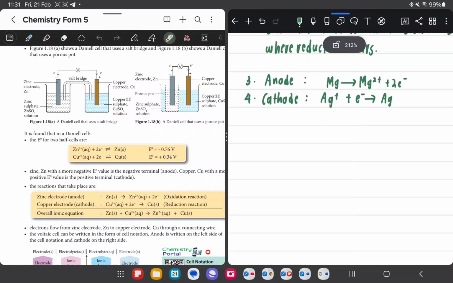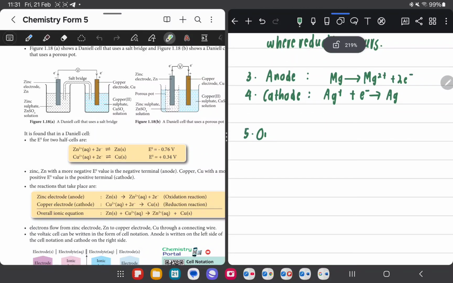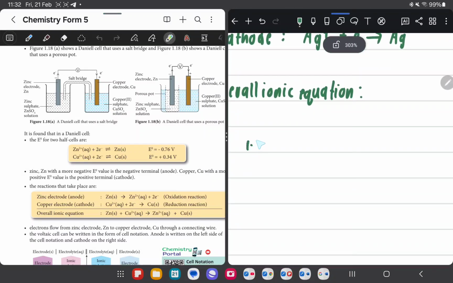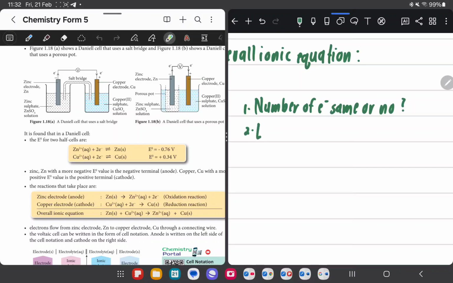Okay, after you have done this, you should do your overall ionic equation. Your overall ionic equation is a particular part in the video where you have two things to consider. First, you should see the number of electrons. You should see that the number of electrons must be the same. And then, electrons in two opposite places.